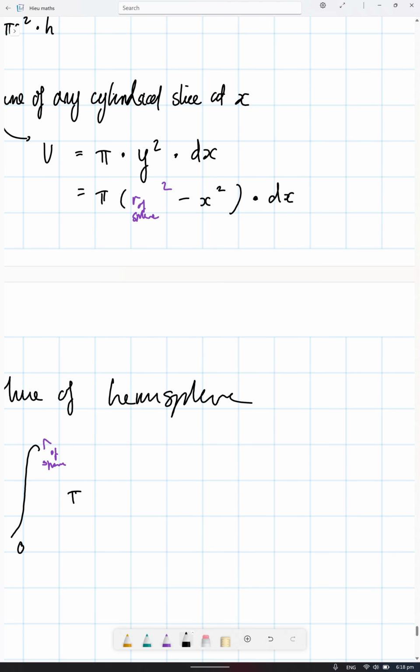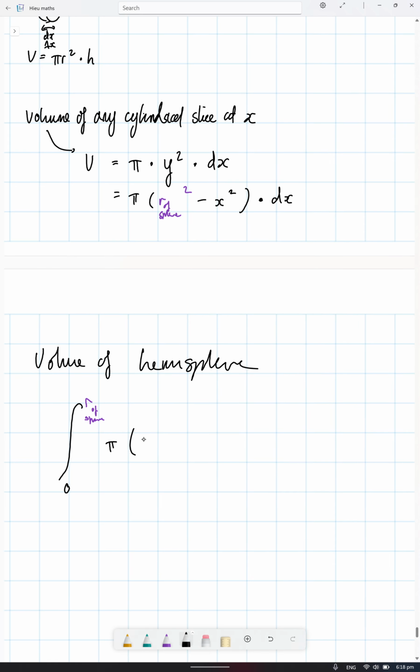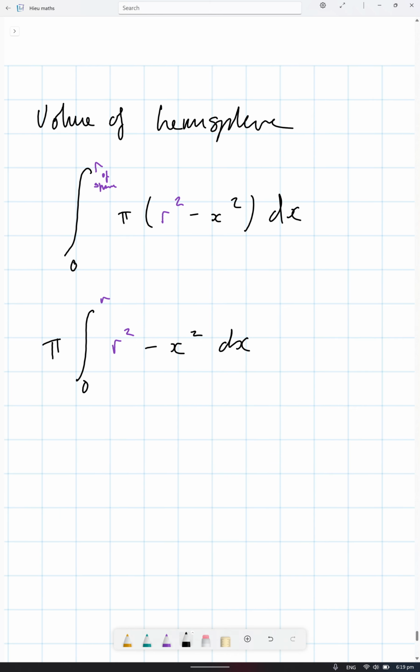So pi multiplied by the radius squared of any cylinder, which is just r. Let's keep the r purple. R squared minus x squared dx. Right? And this is looking a lot more simple. So let's take pi out. So we have 0 to R, pi is outside, and what we have now is r squared minus x squared dx. And now let's just do integration.